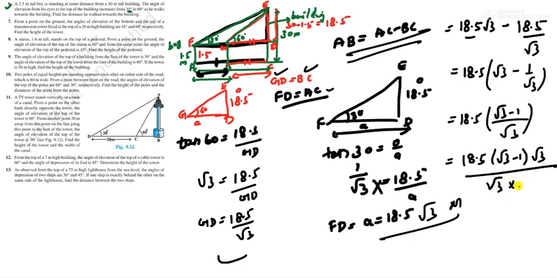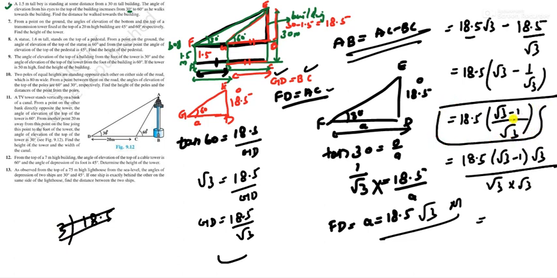Now root 3 into root 3, rationalize this. So these two will give you 3. So 18.5, is it divisible by 3? No. So you can just keep it as it is. Even if you write till here, that is fine. No problem, you will get full marks. No need of cancelling it, since it is not divisible, you can keep that as your final answer. But I think we have made a slight mistake.